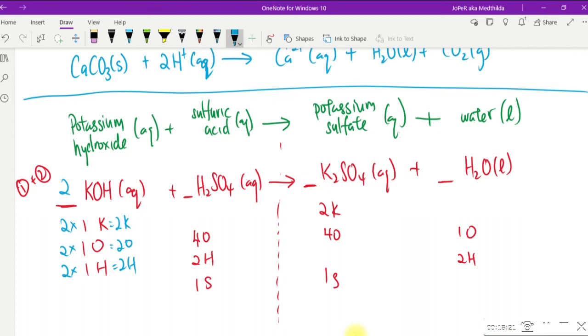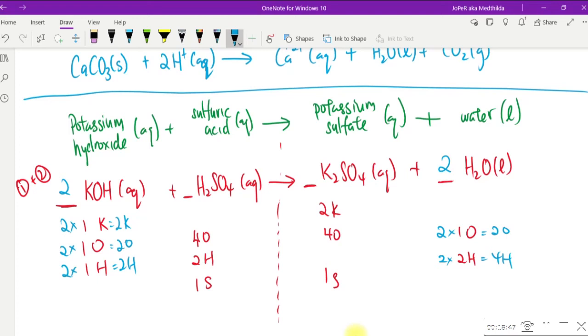So what can I do on the right hand side? Multiply by 2. So I also need to multiply the hydrogens here. So I will have 4 hydrogens over here. Now let's look at the next row. 2 plus 2 hydrogens on the left hand side, so that's 4. Right hand side, 4 hydrogens, balanced.